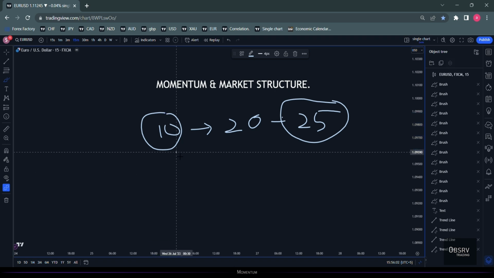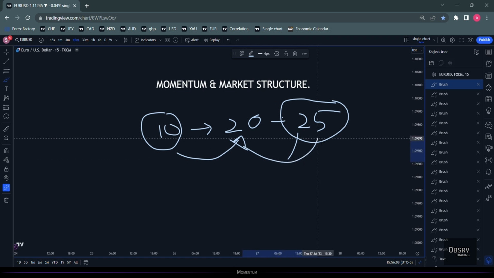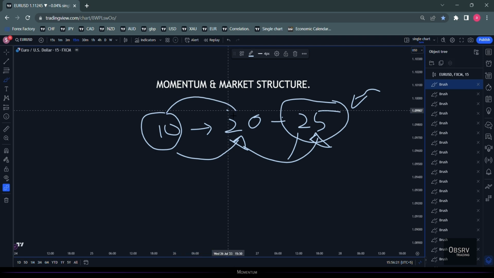So the first jump that we're talking about is of $10. The second jump that we're talking about is of $5. So you can see the decrease in momentum, right? Initially, you saw an increase in the momentum, and then with the second jump in the price, you saw a decrease in the momentum. It still went higher, but there was a decrease in the momentum, right?